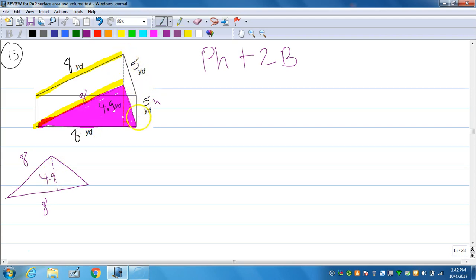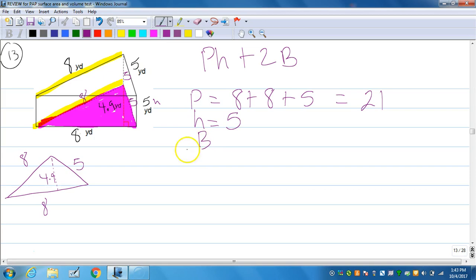If this is 5 and this is 5, then that means they're all 5. It's a square. That's 5 and this is 5 for that square there. So this is 5 right here. So to find the perimeter of this triangle, 8 plus 8 plus 5, which is 21. The height we figured out as soon as we started is right here. That's the height of the box. That's 5.